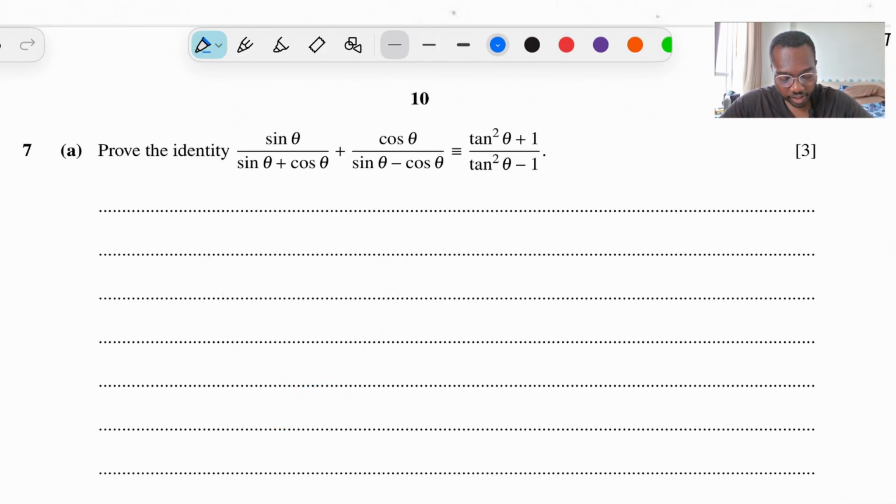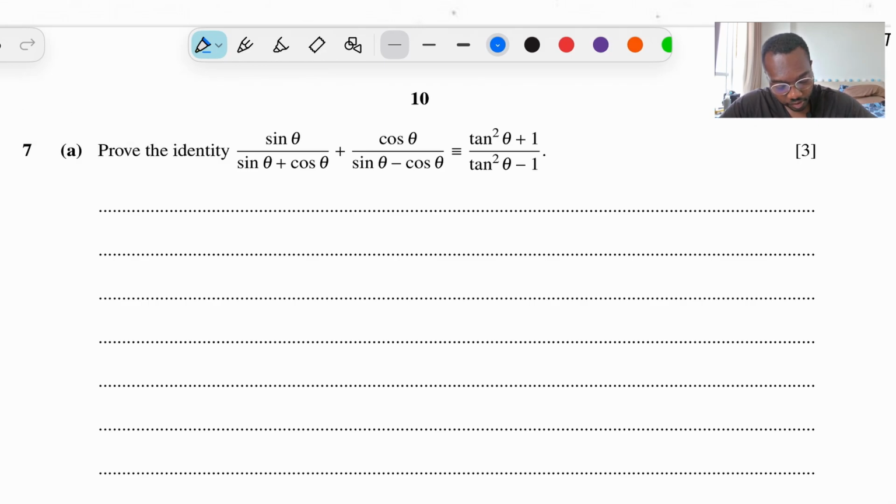Okay, question 7a now. We need to prove the identity: sine theta over (sine theta plus cosine theta) plus cos theta over (sine theta minus cos theta) is equal to (tan squared theta plus 1) over (tan squared theta minus 1). So what I'm going to do is multiply by the denominator, cross multiply, and then let's see what happens.